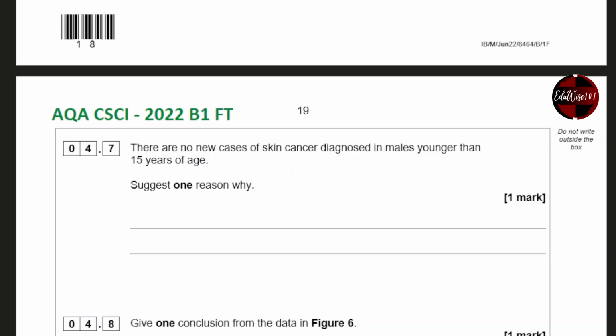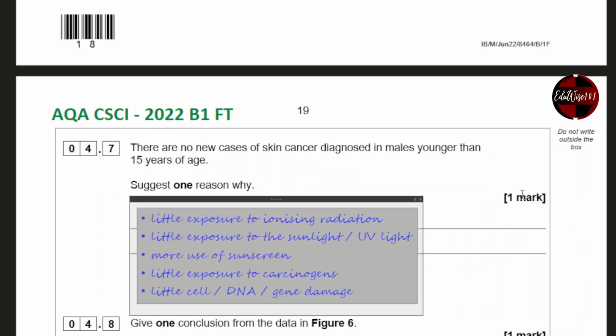There are no new cases of skin cancer diagnosed in males younger than 15 years of age. Why are boys under the age of 15 not diagnosed with skin cancer? Well, the amount of time spent in the sunlight is probably less, not enough for them to get skin cancer. And when we are young, we also use a lot of sunscreen and so on in order to protect ourselves. So any of this answer will be fine.